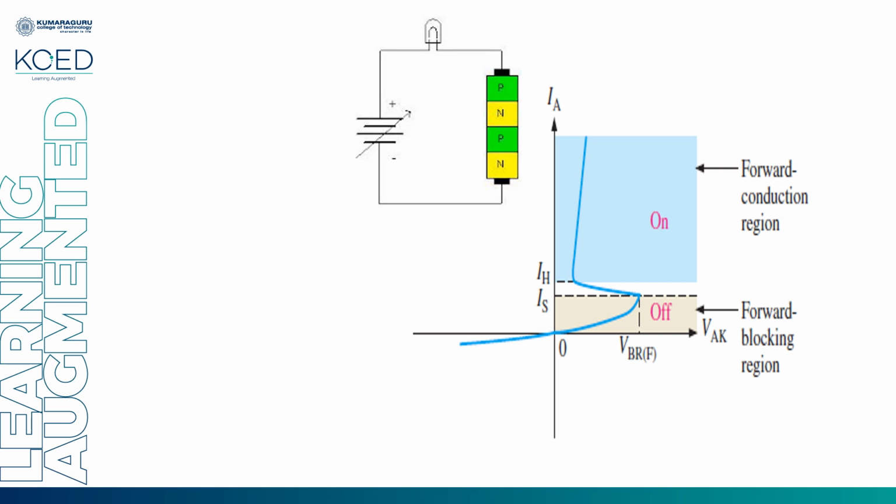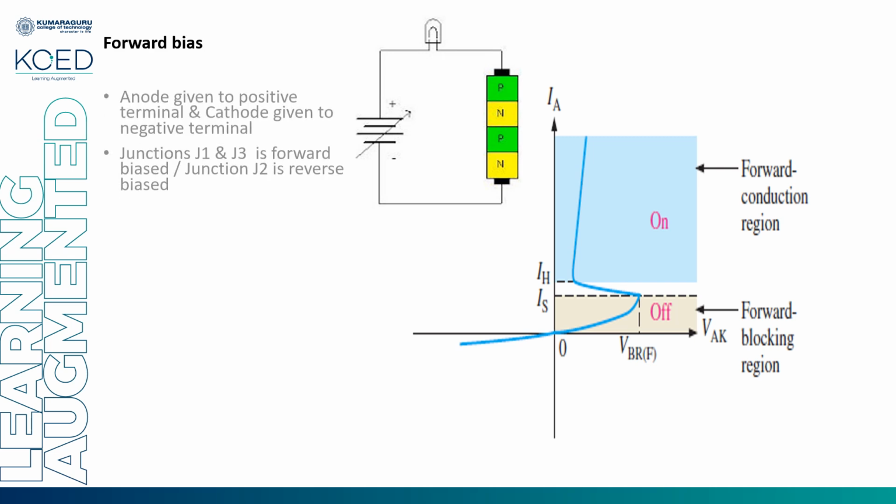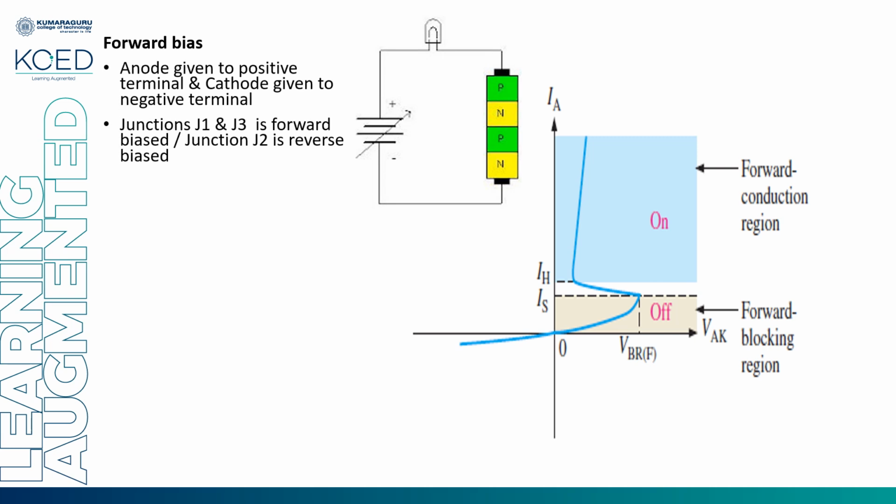What happens when you forward bias a PNPN diode? Now the anode is given to the positive terminal and the cathode is given to the negative terminal. When you give positive to p-type and negative to n-type, say positive to P1, the first layer, and negative to the cathode, junctions J1 and J3 will be forward biased, and the middle junction, since n-type is given positive and p-type is given negative, is reverse biased. So J1 and J3 are forward biased and J2 is reverse biased.